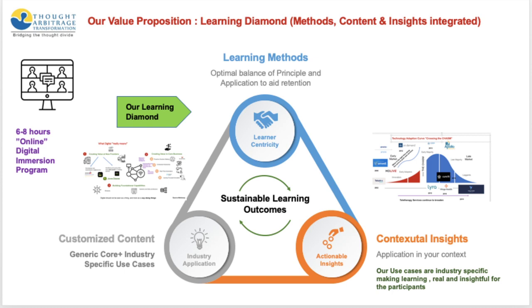This learning loop of information, concept, application, and going back to the information or the concept closes the understanding in the mind of the learner. Now this gets amplified through customized content. While the core is generic, the periphery includes case studies from the particular industry where the participants are from. So it aids retention, relatability, and learning. After all of that, we move into contextual insights where we say that finally our use cases are in your context, and therefore what learnings I can apply tomorrow makes my learning diamond complete.